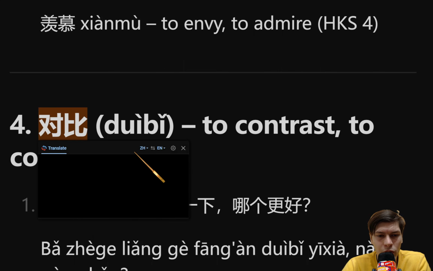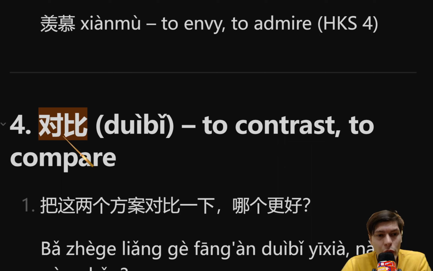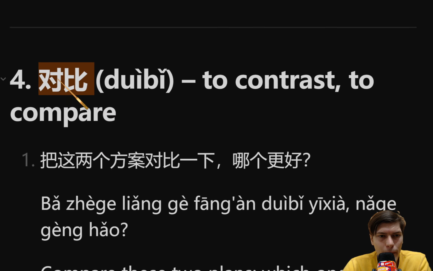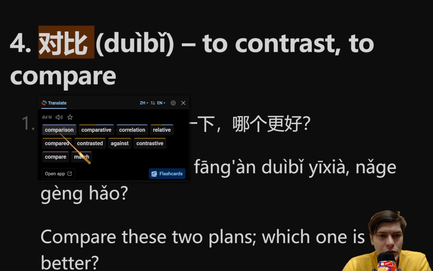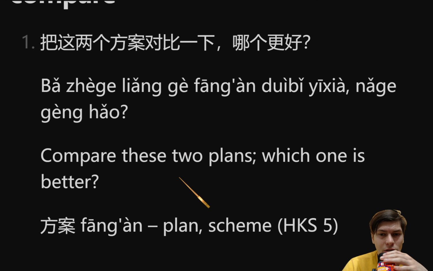Next one is 对比, to contrast, to compare, or comparison. But here I think only the verb is okay. For example, 对 is opposite, 比 is the 比 of 比较, to compare something. 对比. As you can see, comparison could be an adjective, and it could also be a verb, to compare, so it has a pretty wide range of use. Compare these two plans, which one is better?